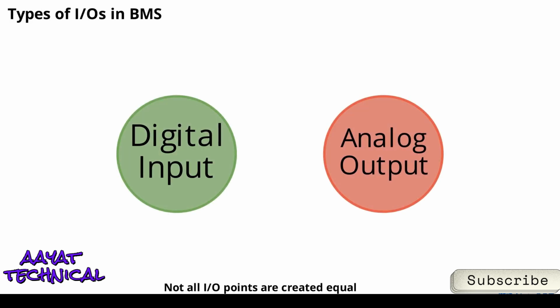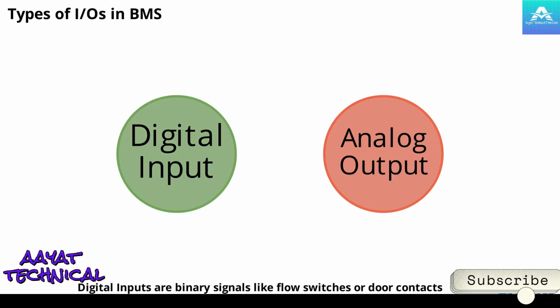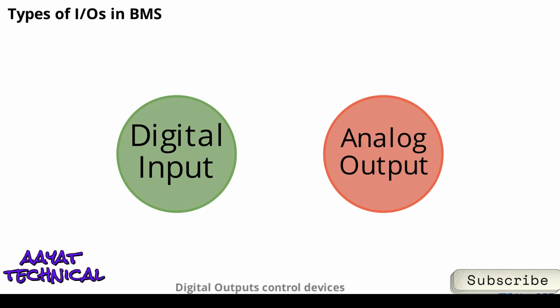Not all I/O points are created equal. In BMS, we typically deal with 5 types: digital inputs, DI, digital outputs, DO, analog inputs, AI, analog outputs, AO, and virtual points. Digital inputs are binary signals like flow switches or door contacts. Digital outputs control devices, such as starting a fan or turning lights on and off.